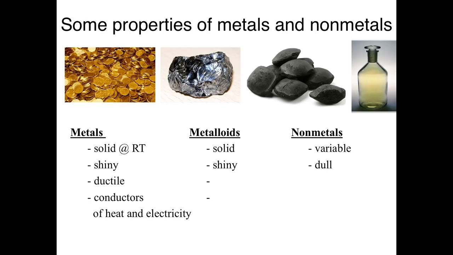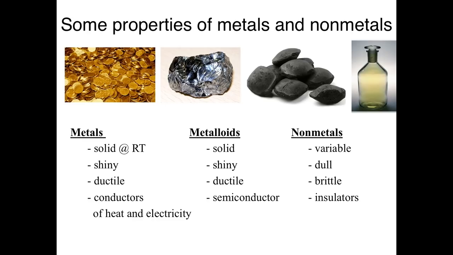What about the shininess? Well, nonmetals are going to be dull, not very shiny, whereas metalloids still have that metal-like property of being shiny. Metalloids are ductile, while nonmetals are often brittle. That means they break. It's hard to form shapes out of them because they do break. And lastly, nonmetals are insulators. That means they don't conduct heat or electricity very well. And metalloids are semiconductors, so they are in between.